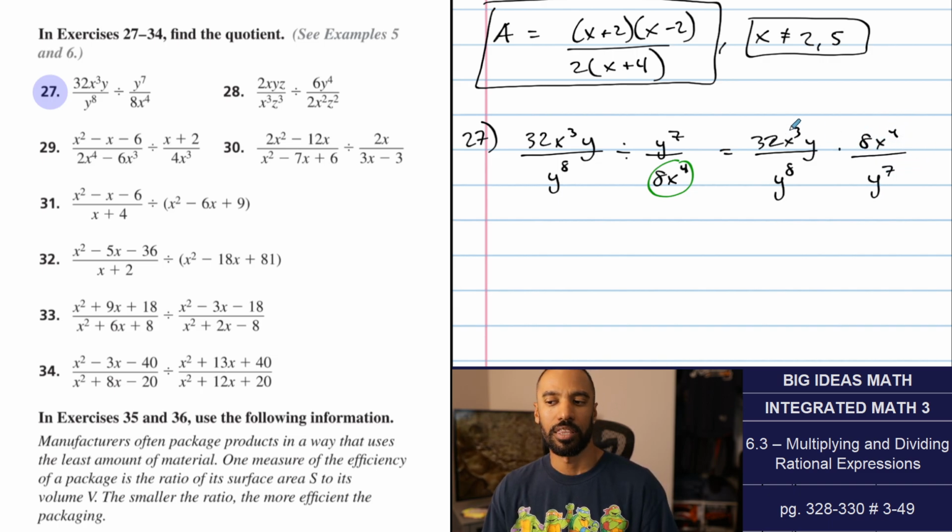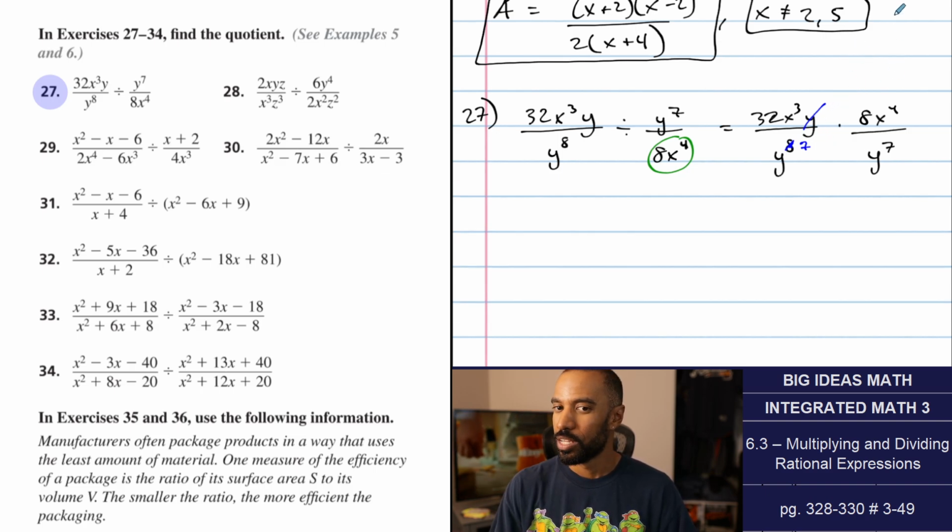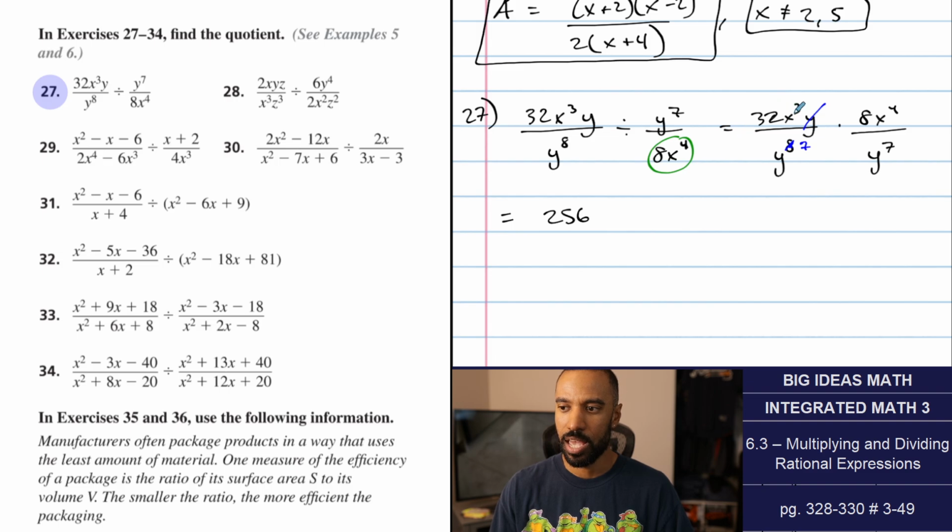It is here that we start doing our cleanup duty. For example, this y can get rid of one of those y's together, and I think that's it. 32 times 8 is 256. So you get 256. X cubed times x to the 4th is x to the 7th. Y to the 7th times y to the 7th is y to the 14th. So we're left with that.